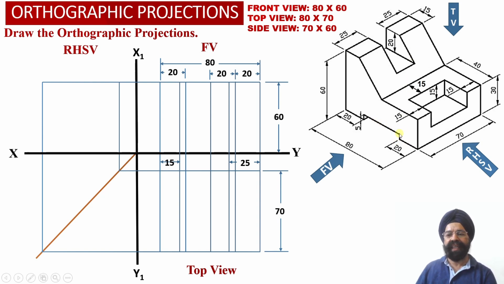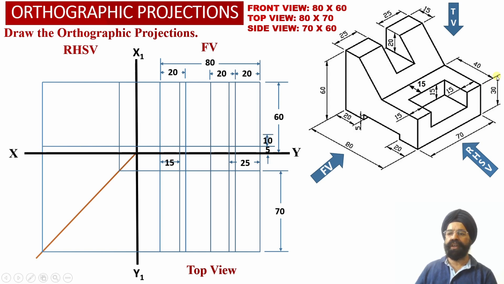So we know that this rectangular slot is located at a height of 5 millimeter from the base of the solid. So from the base of the solid, we have marked a distance of 5 millimeter, and we have drawn a horizontal projector line into the front view projections, and we have appropriately extended this horizontal projector line into the right hand side view projections as well.